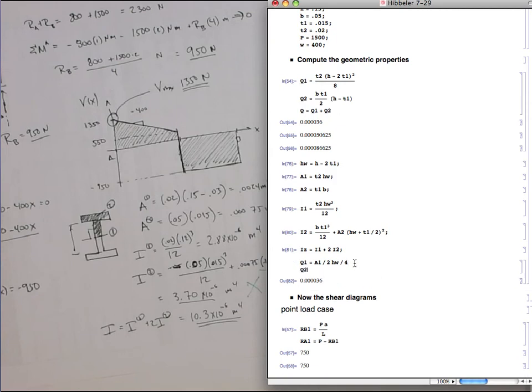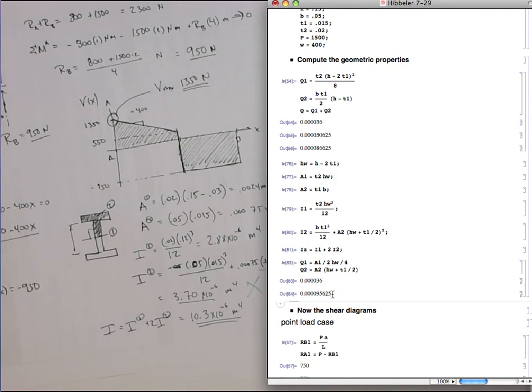Then we can add Q2. Q2 is going to equal area 2. It's the full area times its distance, which is this. That's the centroidal distance, right? And that's the 0.00925. Which is a little different than what I got here. I'm not sure, but I'm pretty sure this is right. See, I think I'm getting multiple mistakes. I forgot about this one, but this one might be. Yeah, this is the 1/2 on that.